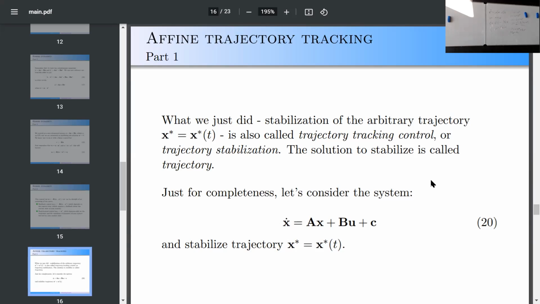It is a solution by definition, but solution somehow implies that we solved something, which we didn't. We just propose how we want our system to move, and if it is possible to move this way, it is a feasible trajectory, and in other words, it is a solution. Okay, so let's just stabilize the trajectory x equals x star for the affine system, the system with c, an equation x dot equals ax plus bu plus c. We will see how it goes.